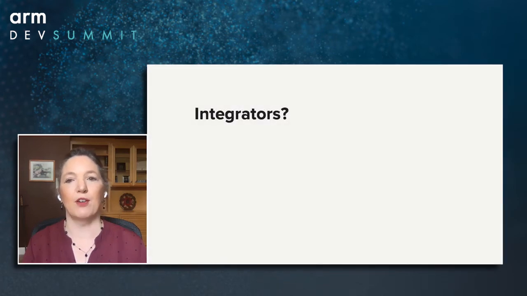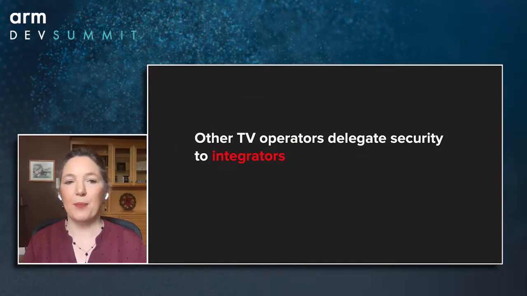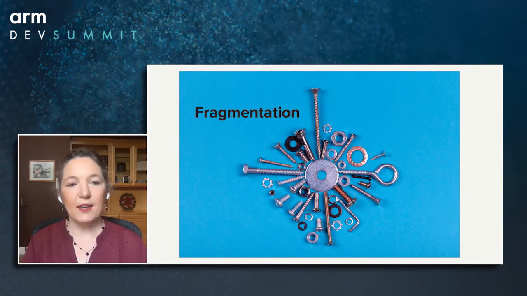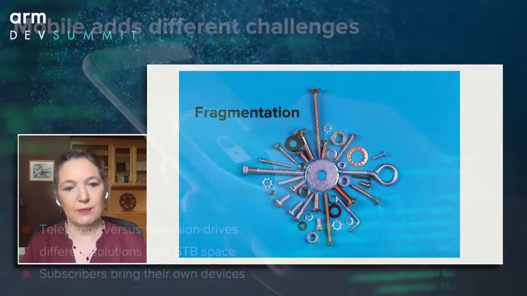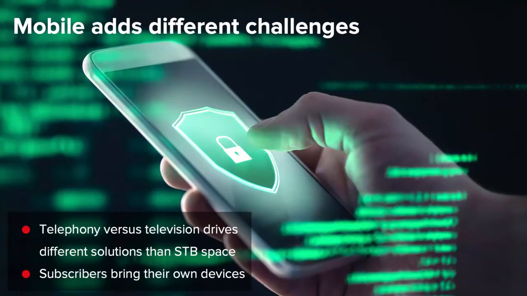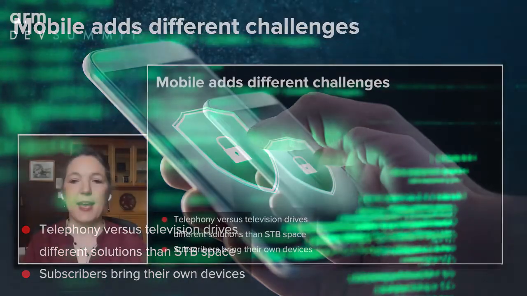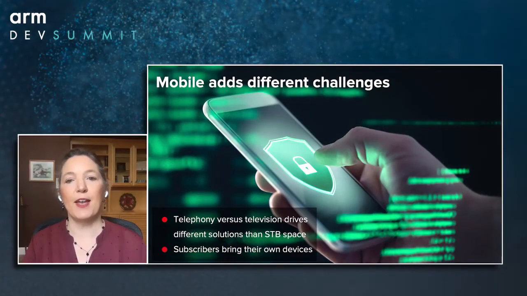Okay, so what about integrators? Some TV operators delegate security to integrators today. Unfortunately, what we see here is this leads to fragmentation. While mobile adds even different challenges. Telephony versus television drives very different solutions than the set-top box space. Subscribers bring their own devices in mobile. That's actually forced some convergence in mobile as they've had to support roaming on other networks. Maybe there are lessons we can learn from this. Our collective understanding and cooperation of all of these stakeholders is what will bring us a solution that we can use.